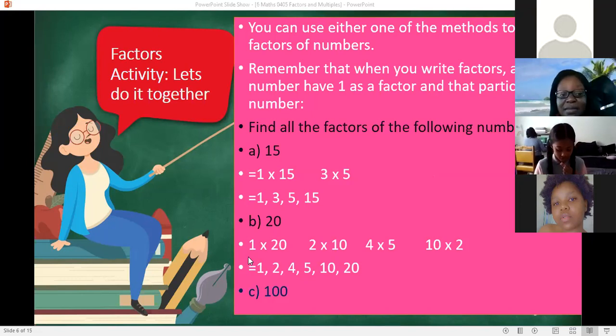And the third number, 4 times 25, so the third number is 4. And the fourth number, 5 times 20, so the fourth number is 5. And the next number is 10. And then the last one. Second from the last.